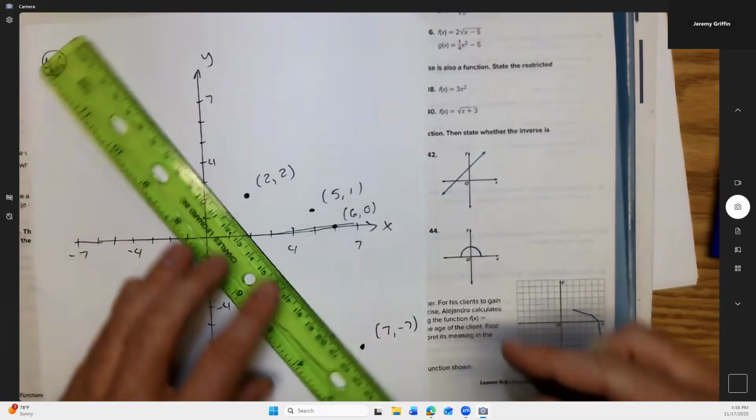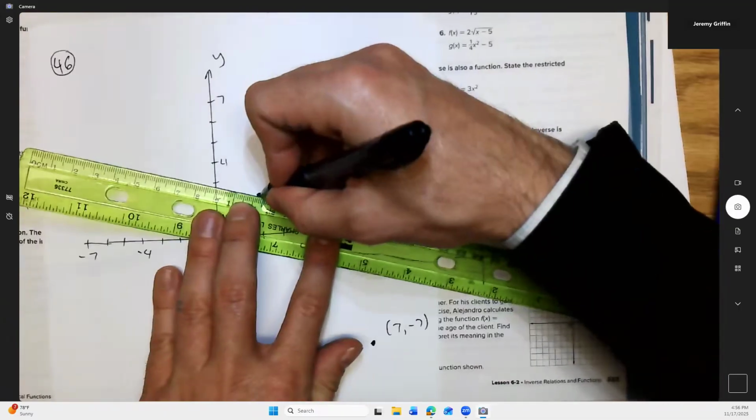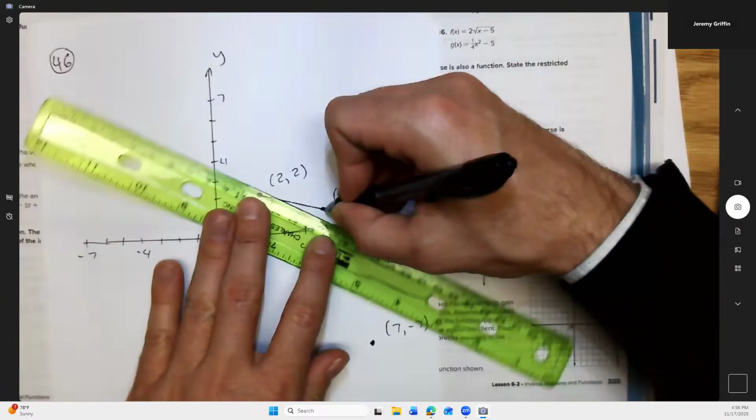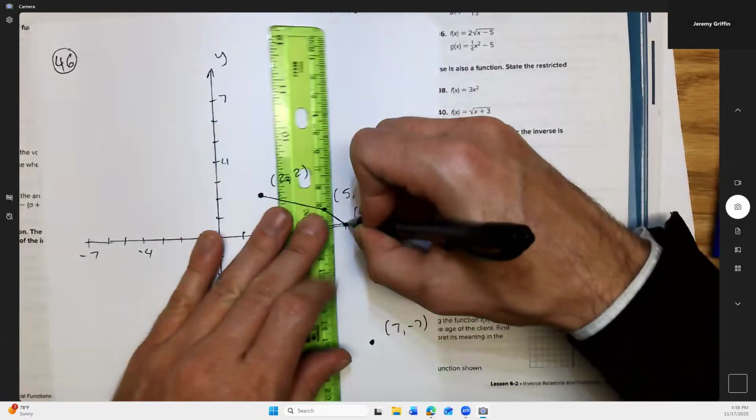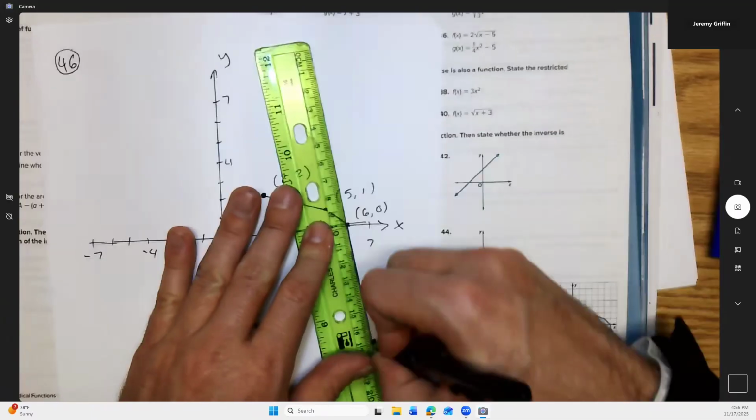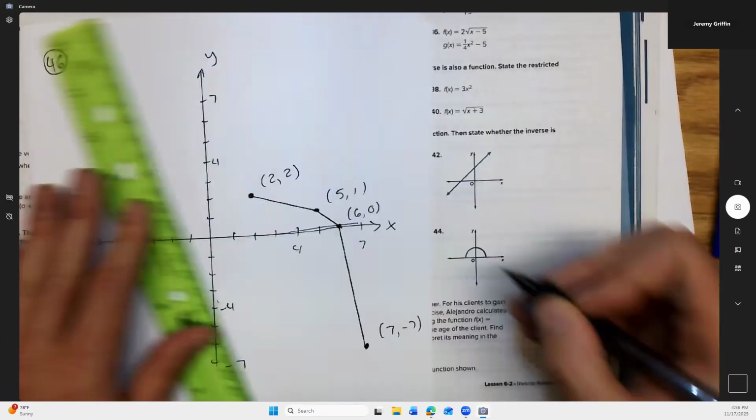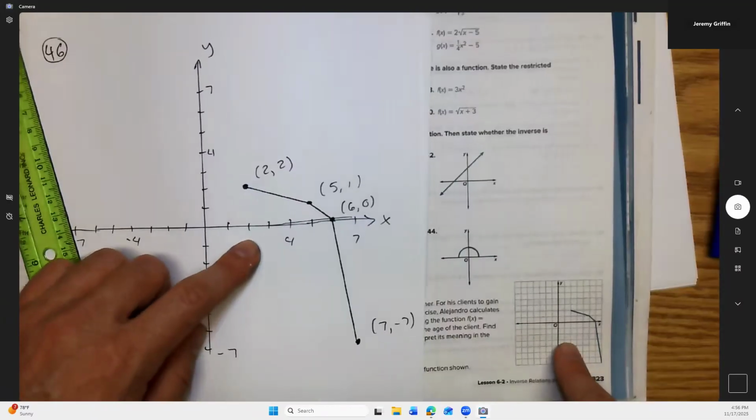Now they're saying it's a piecewise function because you could say, on this domain, it's this straight line. And then on this short domain, it's this short line. And then on this domain, it's this line. So it's all choppy like that. I just copied what they had, just blew it up.